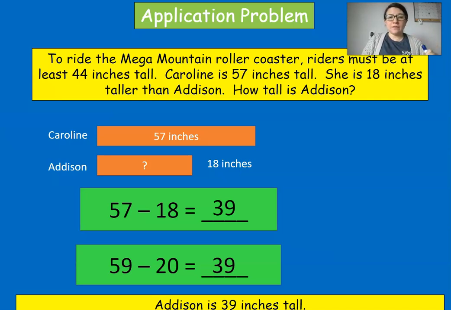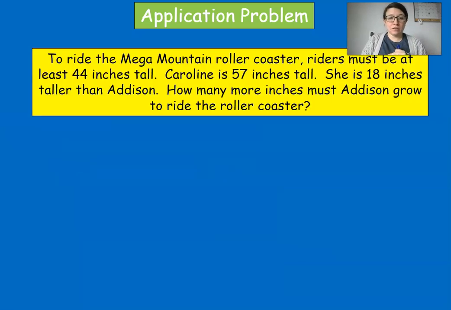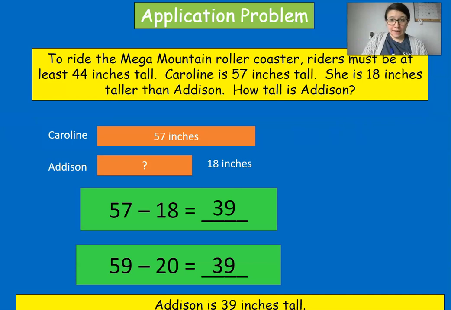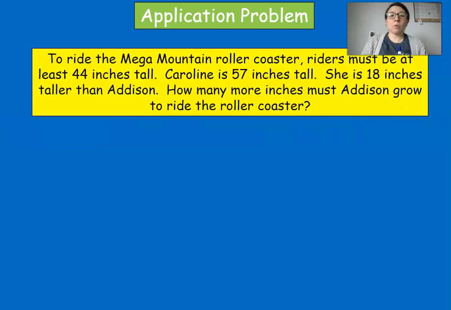Caroline is 57 inches tall. Addison is 39 inches tall. How many more inches must Addison grow to be able to ride the roller coaster? So we know to ride the roller coaster, you have to be 44 inches tall. Addison is 39 inches tall. How many more inches does Addison need to grow to ride the roller coaster? I want you to pause and solve this one on your own, and then we'll come back and go over it. You're figuring out how many more inches Addison needs to grow before she is able to ride the roller coaster.